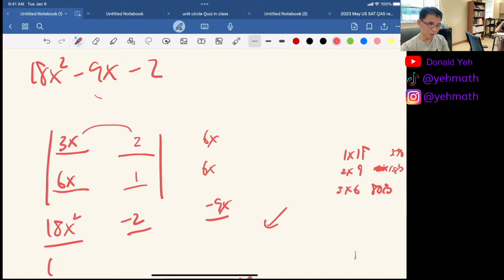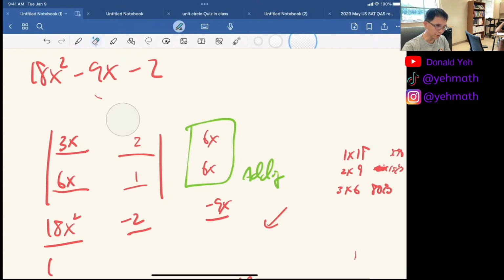6 plus 6. So this part is adding. So 6x plus 6x does not give you negative 9x. So something is wrong. So what I'm going to do is change the 1 and 2. So let's say 1, 2. And if I do that, what will happen?